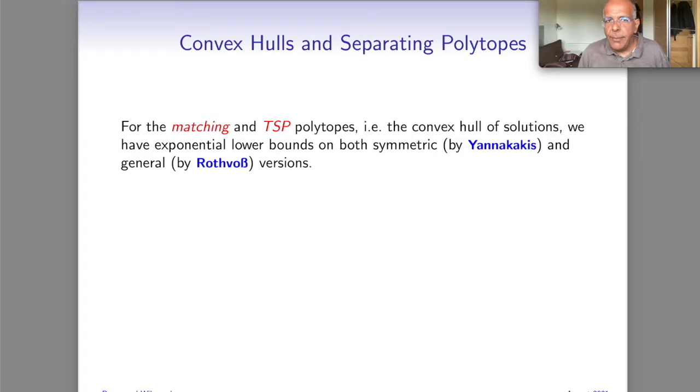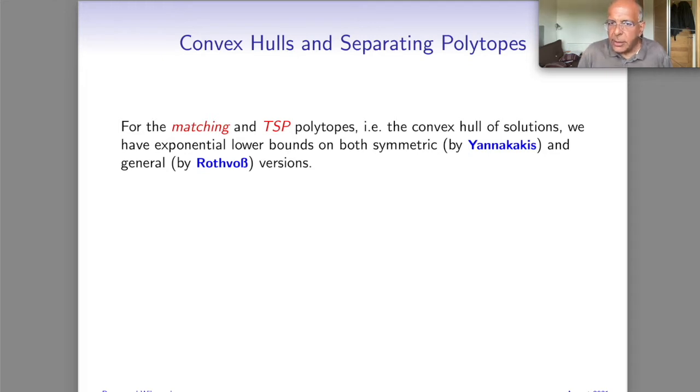So what do we have? Let's just sum up the picture. If you take the matching or the traveling salesman polytopes, that is the convex hull of solutions, we know exponential lower bounds on extended formulations, not just on the polytopes, but on any extended formulation of them.